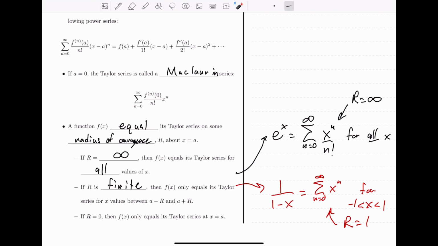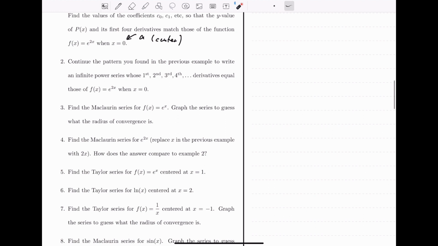Let's work through example 4. In example 4, we want to find the Maclaurin series for e to the 2x. E to the 2x is the function that we used in problem 1 and problem 2, and we predicted a series for e to the 2x from problem 2 based on what we did in example 1. So what we want to do now is use the formula for the Maclaurin series to find the Maclaurin series for e to the 2x.